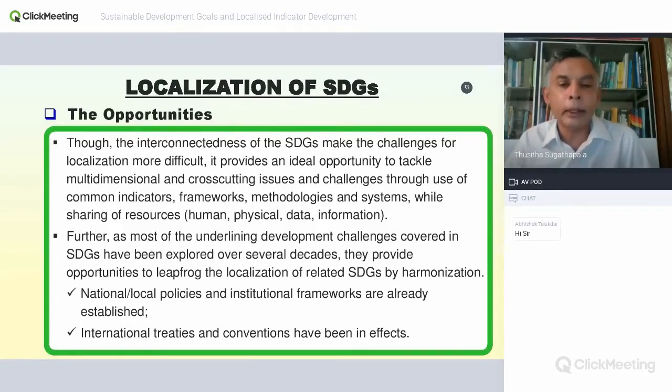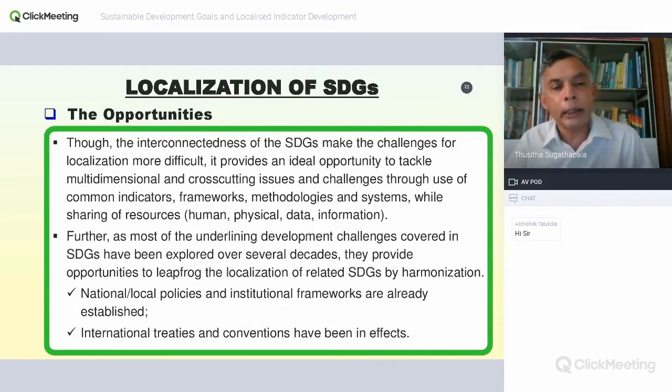Thereby, we can prevent copying, or what you call duplication, and of course we can share the resources. So this complexity within SDGs, having interconnectedness, also gives us a great opportunity to make it rather simpler by having these common indicators and frameworks and so on. And also we can share the resources. That has to happen. Otherwise, the implementation of SDGs will become very, very complex. So this is a very important aspect. This is one of the underlying principles for localization. When doing localization, we have to look at this aspect.